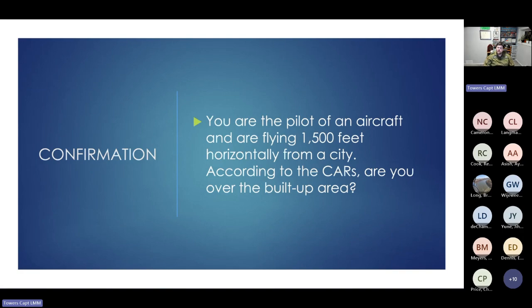Perfect. You are the pilot of an aircraft and are flying 1,500 feet horizontally from a city. According to the CARs, are you over the built-up area? Yes, you are. And that's because you're within a horizontal distance of 2,000 feet.